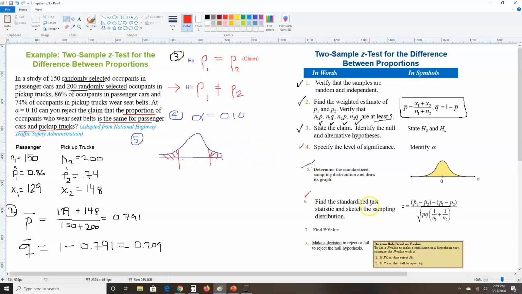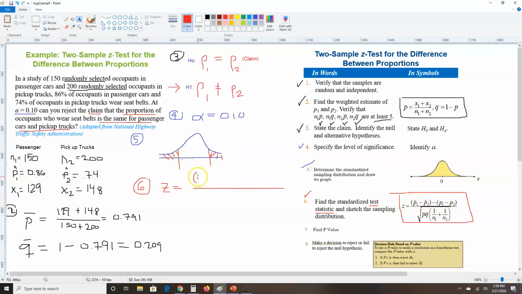I'm going to find what is called the test statistic. And how do you find the test statistic? We're going to have to use this formula here. Okay. So Z equals. Then I have a fraction bar. Then I start with first parenthesis P hat 1. Oh, we did that already. It's 0.86.